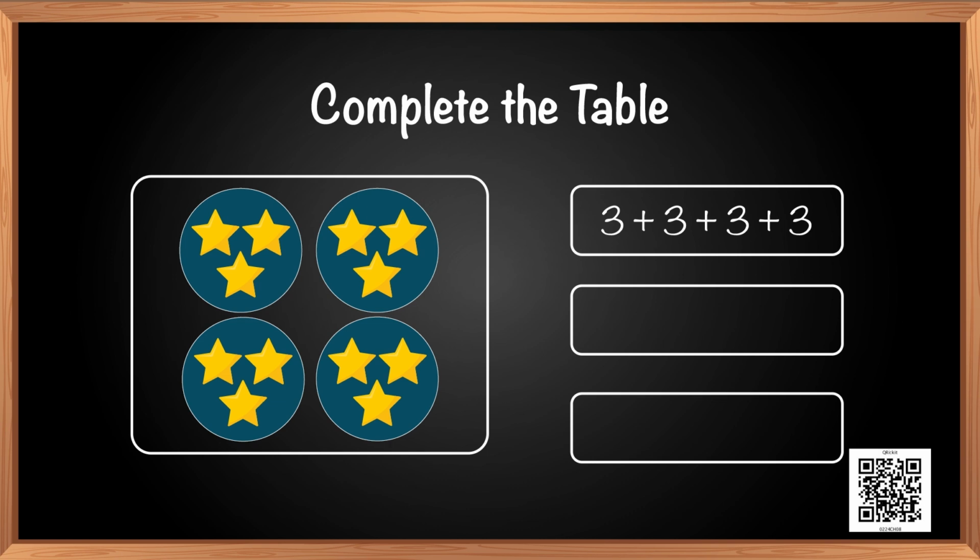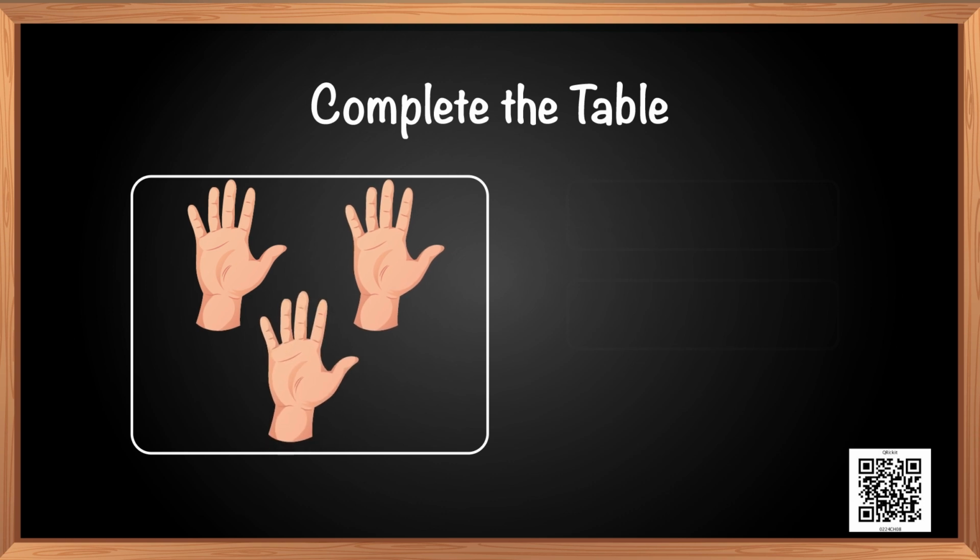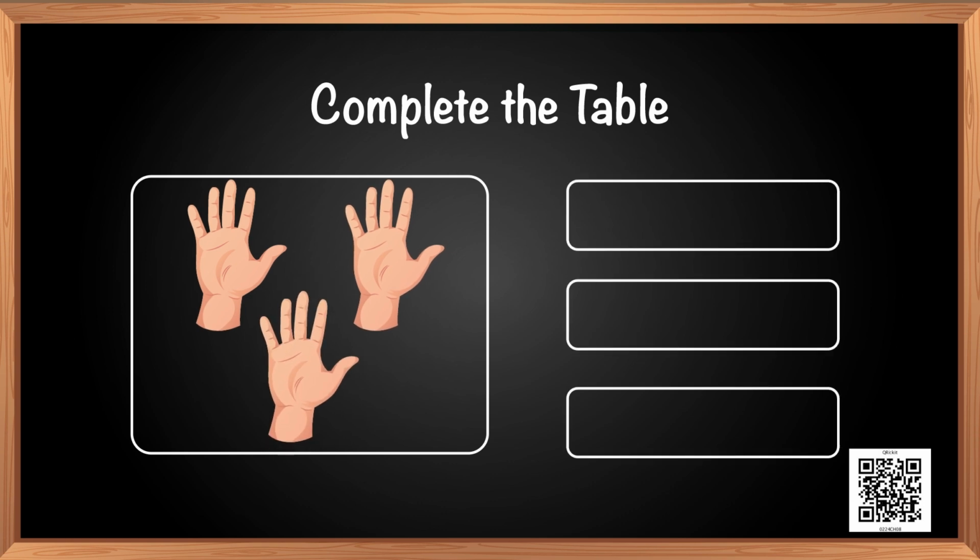Very good. The next way of writing it is 4 times 3. You got it right. Next, 4 multiplied by 3, which is equal to 12 stars. That's right. So now, in the same manner, we will be filling the rest of the blanks. Like in the next image, what can you see? I can see 3 hands. And each hand has 5 fingers.